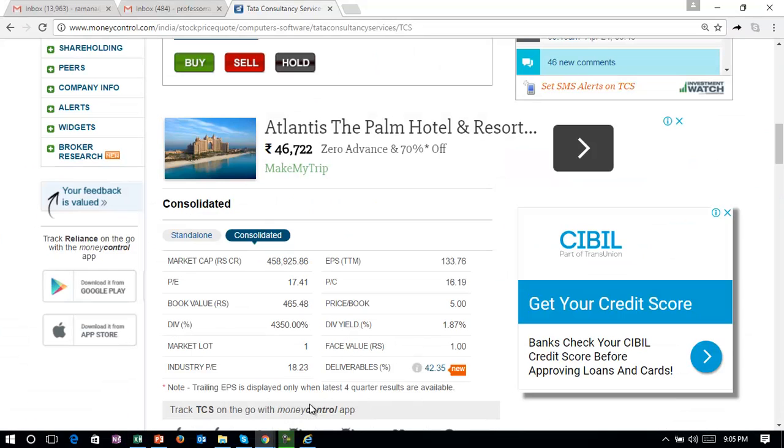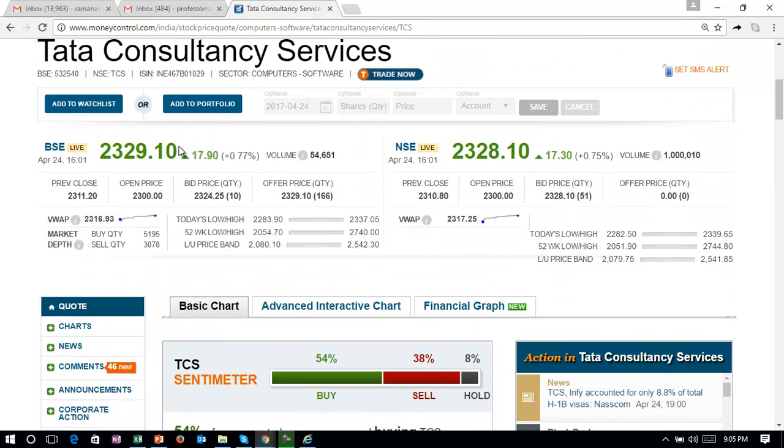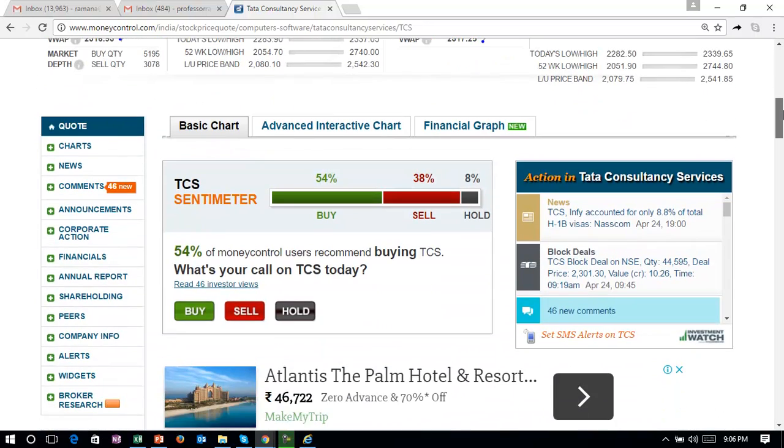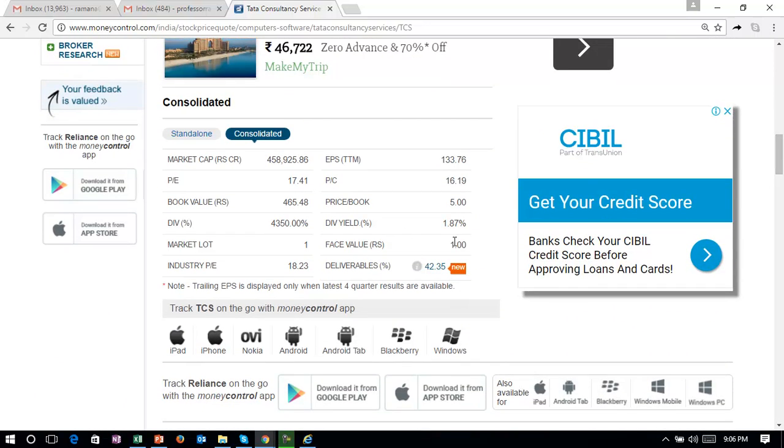Let us see a company like TCS. The market price of TCS as on date, April 24, 2017, is 2,324.29. That is the price at which the TCS shares are available today. The face value of TCS share is rupee 1. The market value is 2000 something, the face value is 1, the book value is 465.